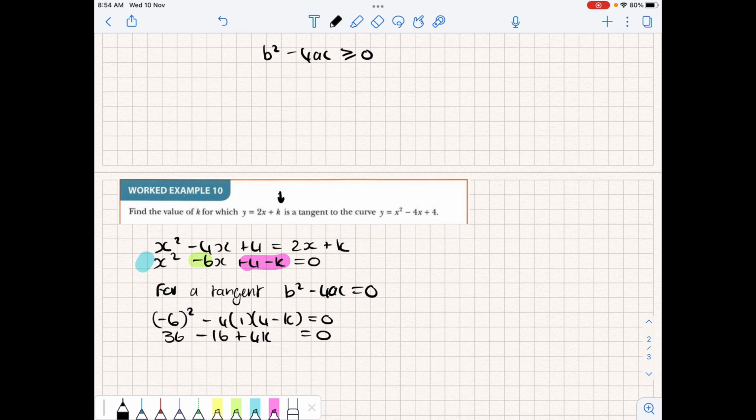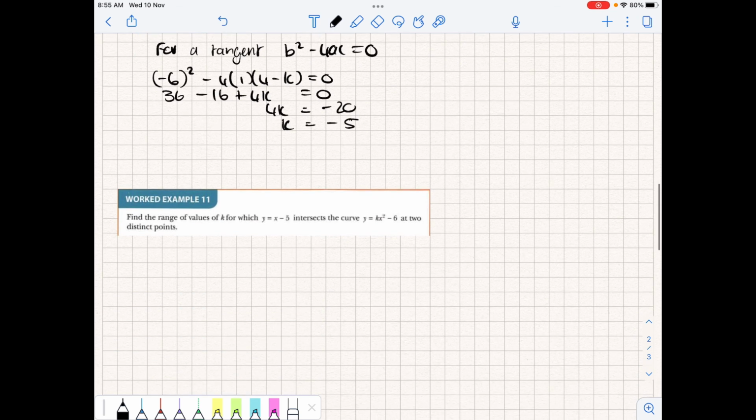And I can just move, we can have 4k equal to, well, we'll have 20, take it to the other side, negative 20, so k equal to negative 5. Okay, so when k is equal to 5, that straight line will be in a position where we only have one point of intersection.